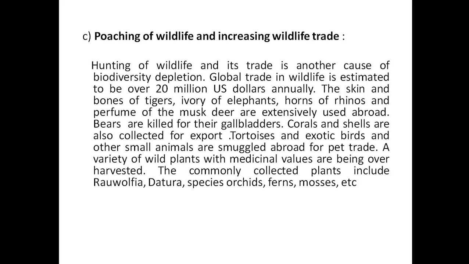Tortoises, exotic birds and other small animals are smuggled abroad for the pet trade. A variety of wild plants with medicinal values are being over-harvested. The commonly collected plants include Rauwolfia, Datura, orchids, ferns, mosses, etc. All these are threats to biodiversity and lead to loss of biodiversity.